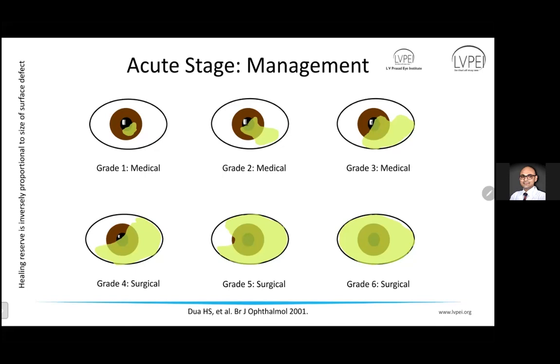So grade 1 is when it is limited to the cornea. Grade 2 is when it's straddling the limbus, but the amount of limbal affliction or conjunctival defect is minimal.